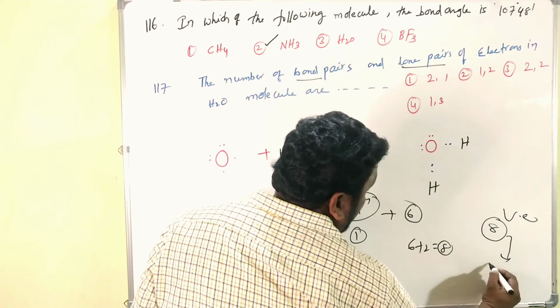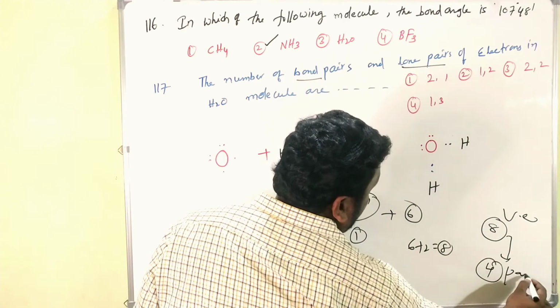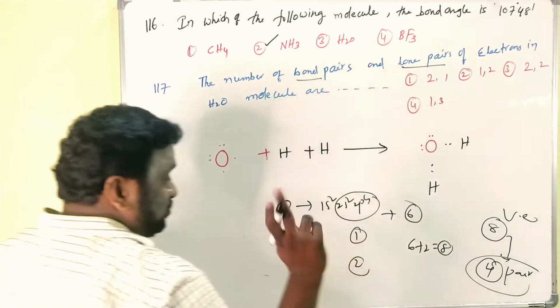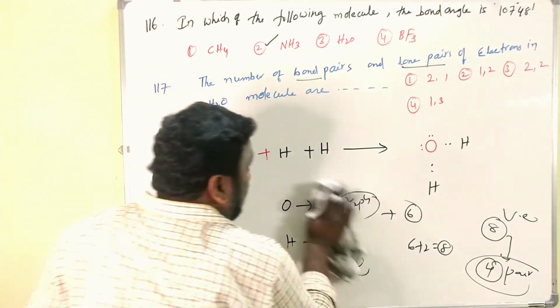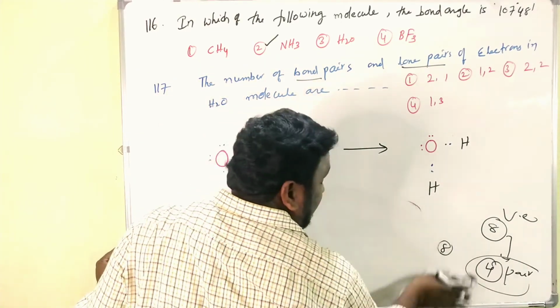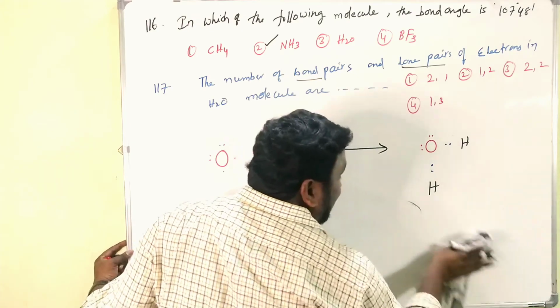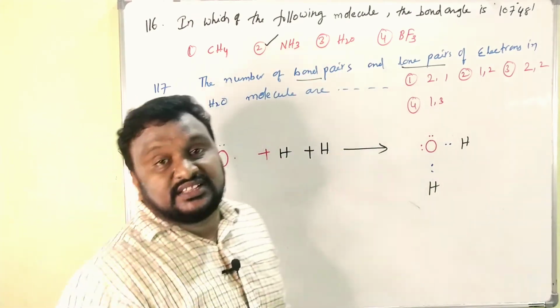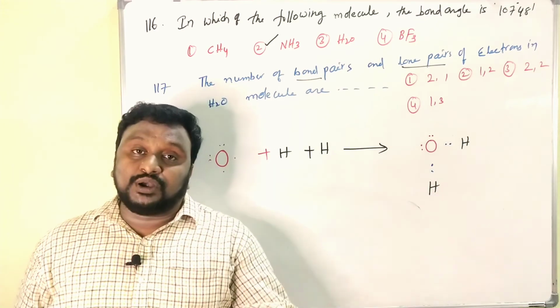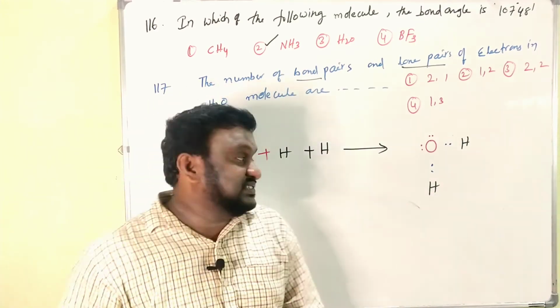So then how many pairs will form? Yes, 4 pairs will be formed, so each one carries 2 electrons. It is very clear that in the H2O molecule 4 pairs of electrons are there. In those 4 pairs, which are the bond pairs and which are the lone pairs, let's discuss.